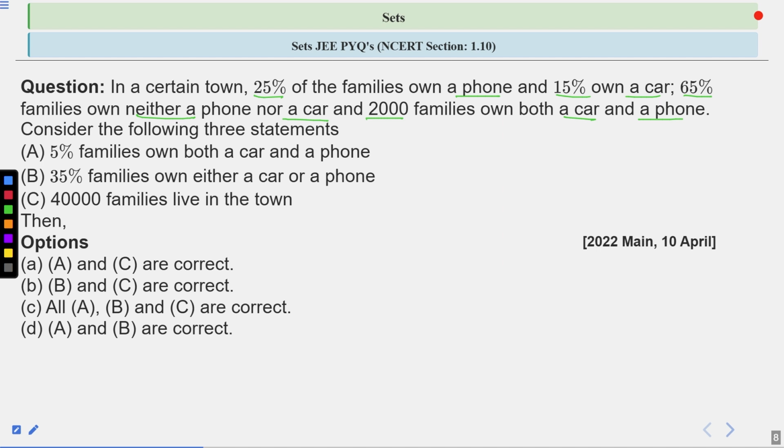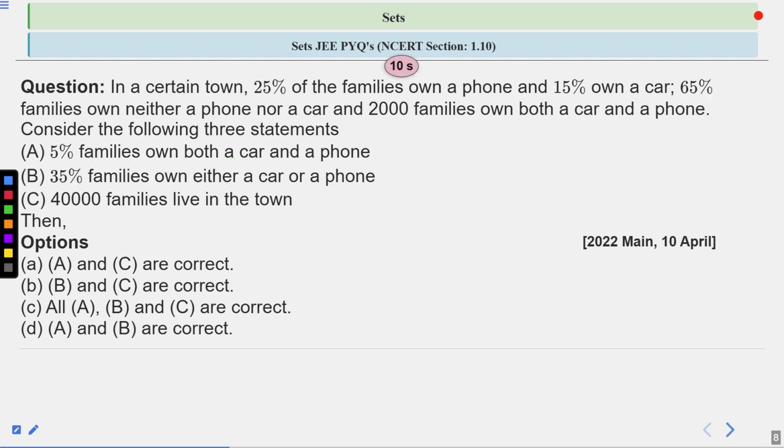You are provided with three statements A, B, C. A says 5% of families own both a car and a phone. B says 35% of families own either a car or a phone. And C says 40,000 families live in the town. You have to choose the correct option. The first says both A and C statements are correct. B says B, C are correct. C says all three statements are correct. And D says A and B are the correct statements.